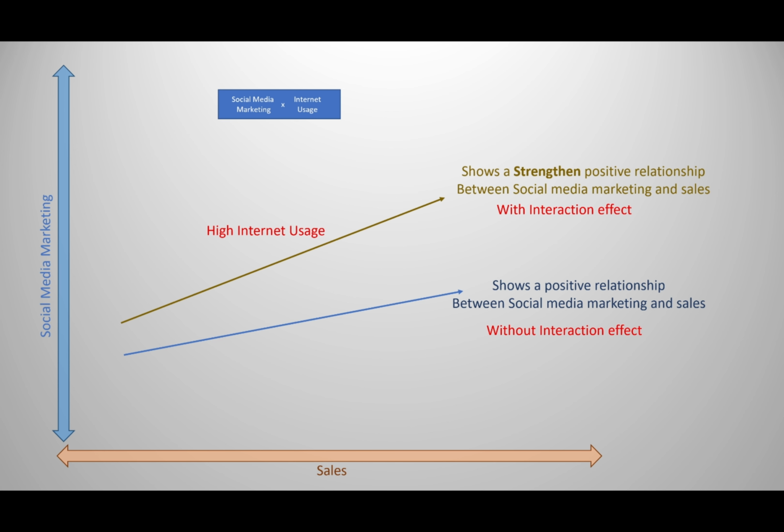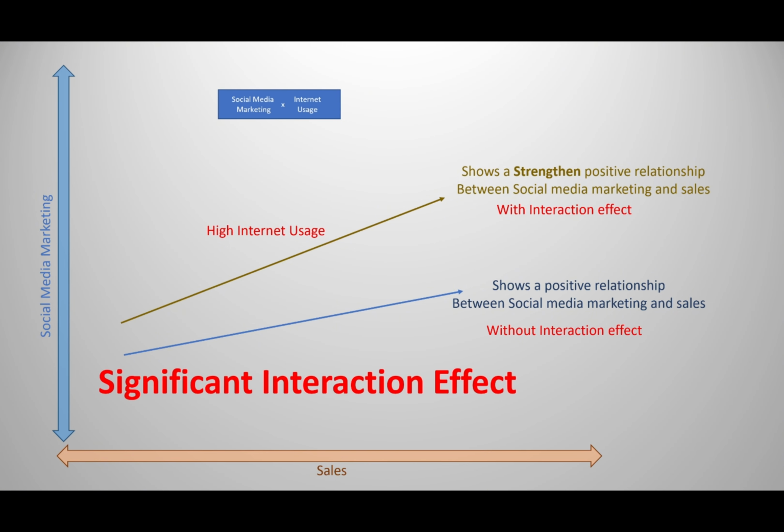It means that with high internet usage, the relationship between social media marketing and sales is strengthened. This is basically the moderation effect. So in this case, these two lines can interact or cross each other. This is the sign of a significant interaction effect.